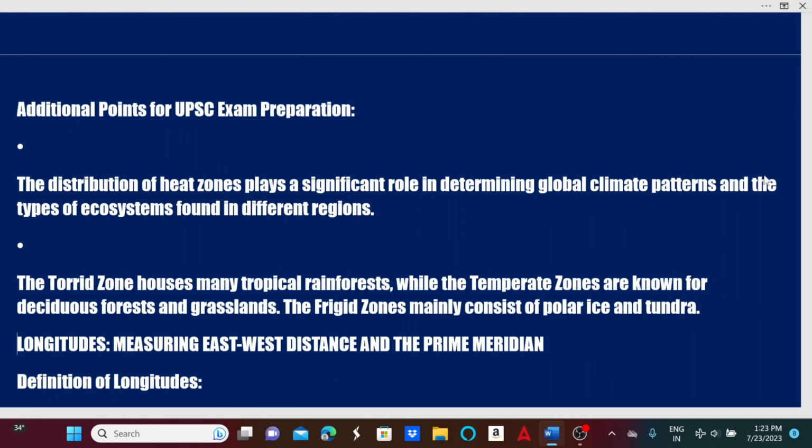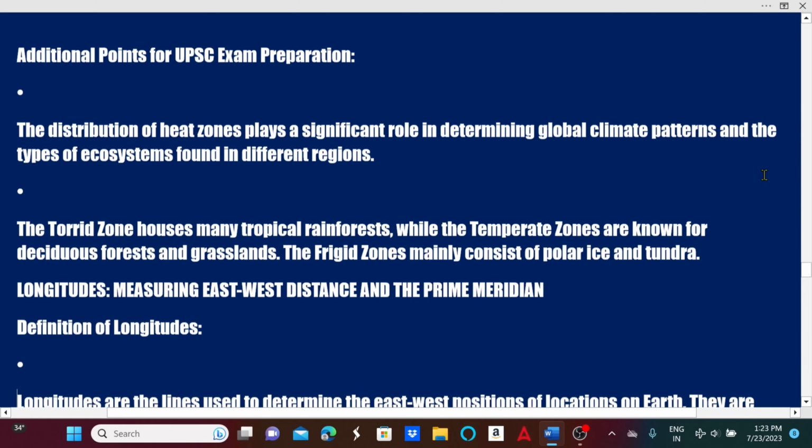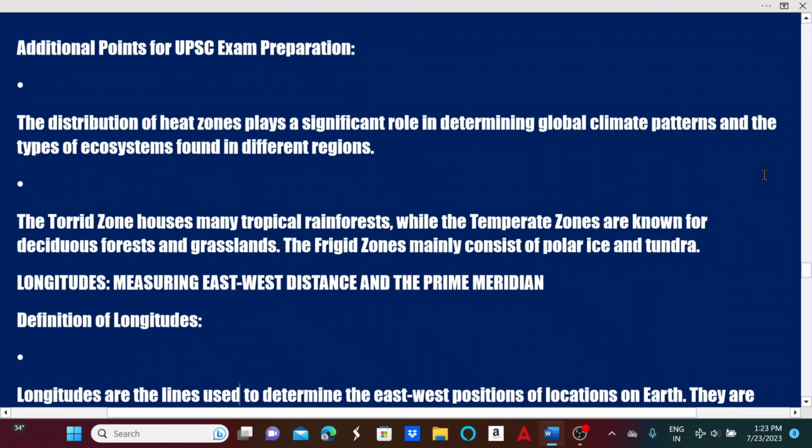Now we come to our next topic, that is longitudes, measuring east-west distance, and the prime meridian. Okay, now we talk about longitudes. What is that? First we see the definition of longitudes. Longitudes are the lines used to determine the east-west positions of locations on Earth. Like latitudes divide the Earth horizontally, longitudes divide the Earth in the vertical way.